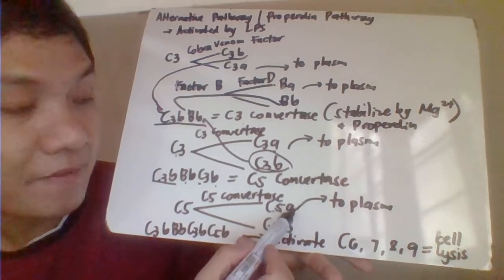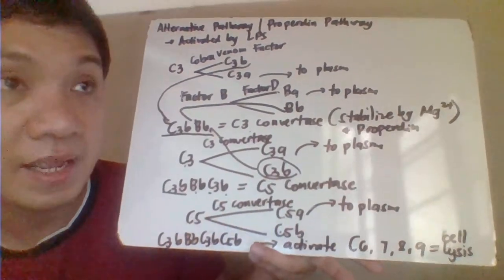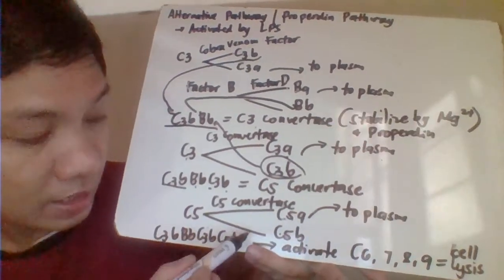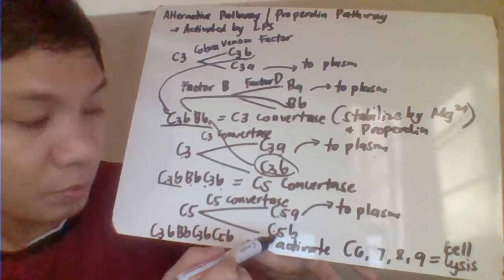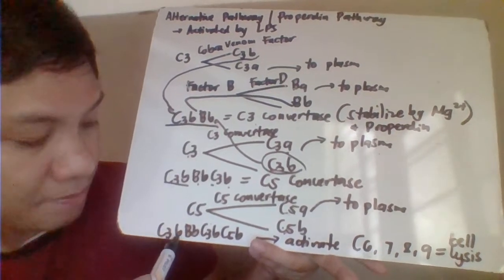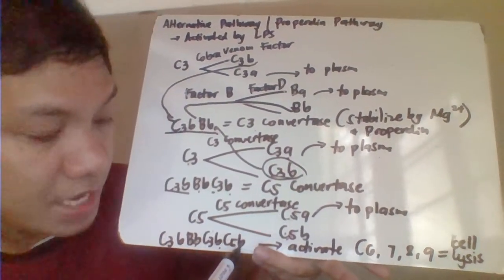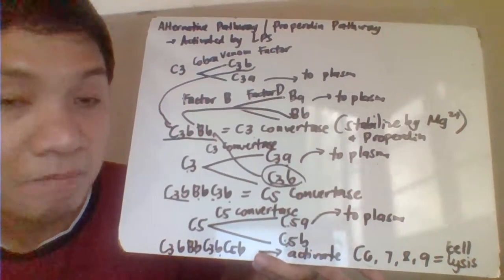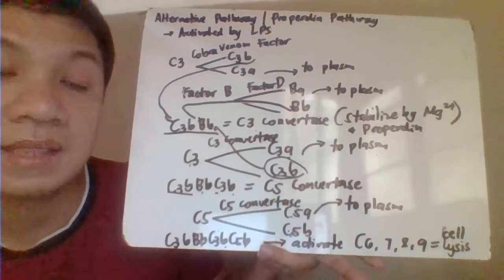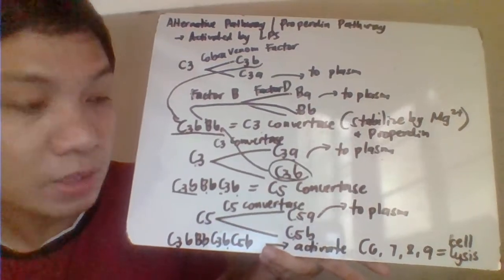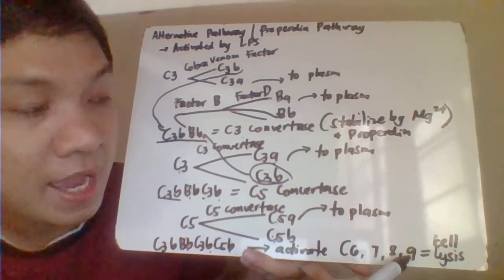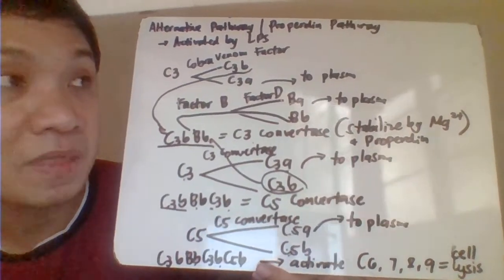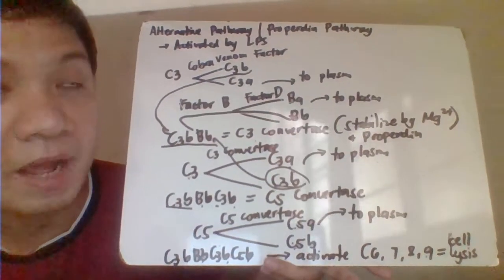Again, your C5a will be released to your plasma. It can act here as an anaphylatoxin and also as a chemotoxin. Then your C5b will be retained. It will be able to combine with this one to form C3bBb3b5b, which eventually activates our membrane attack complex. Same as in our classical pathway, it will activate your C6, 7, 8, 9, and eventually result in the lysis of your gram-negative cell wall or gram-negative organism.